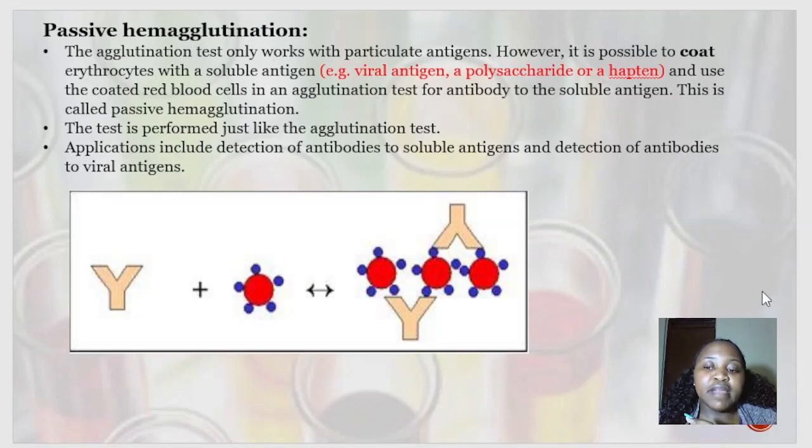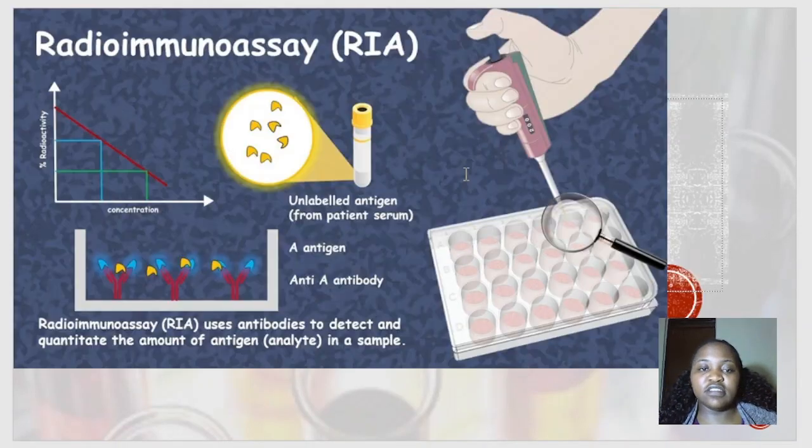So remember, a red blood cell is a particulate antigen, but now you can add to it the soluble antigen that you want to detect, or you coat it. Maybe it's a viral antigen, a polysaccharide, etc. So you use these coated red blood cells to now agglutinate with antibodies, and this is what we call passive hemagglutination. And it can help us to detect antibodies that are quite minute, antigens that are very small, but they are soluble. So it is very important, such as viral antigens.